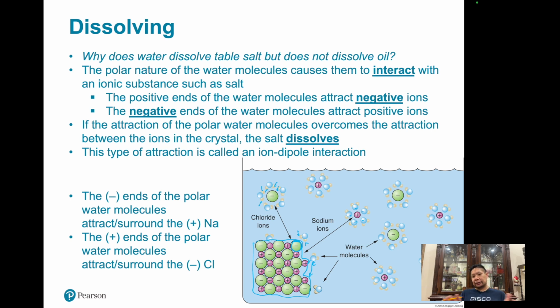right? And so it can do this with most ionic compounds, and so water can dissolve tons of different ionic compounds. Not every ionic compound, but most. So when you've completely dissolved salt in water or any ionic compound in water, that means that each ion has been surrounded by water molecules, right? And it's floating around in the water molecules happily.